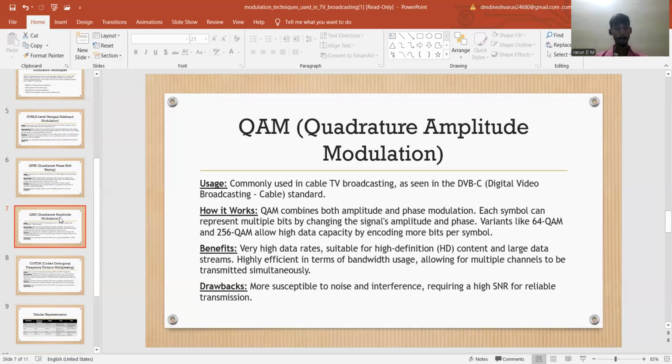Benefits of quadrature amplitude modulation: it has a very high data rate suitable for high definition, that is HD quality, content and large data streams. It is highly efficient in terms of bandwidth usage, allowing multiple channels to be transmitted simultaneously. The drawbacks of quadrature amplitude modulation: it is more susceptible to noise and interference, and it requires a high signal to noise ratio for reliable transmission.